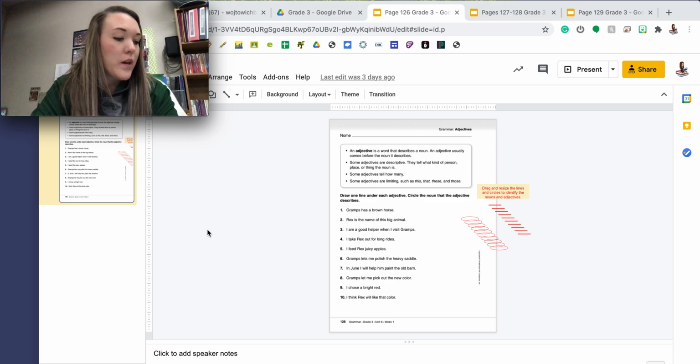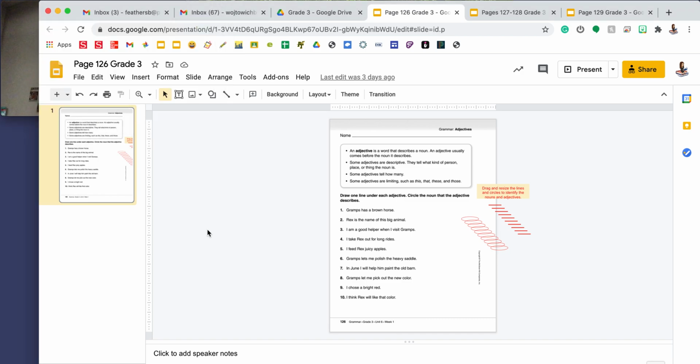This week we're going to be taking a look at adjectives and articles. We're going to be jumping ahead a little bit in our grammar books. This week you will be assigned pages 126 to 129. On Monday, you will have 126 assigned and due.